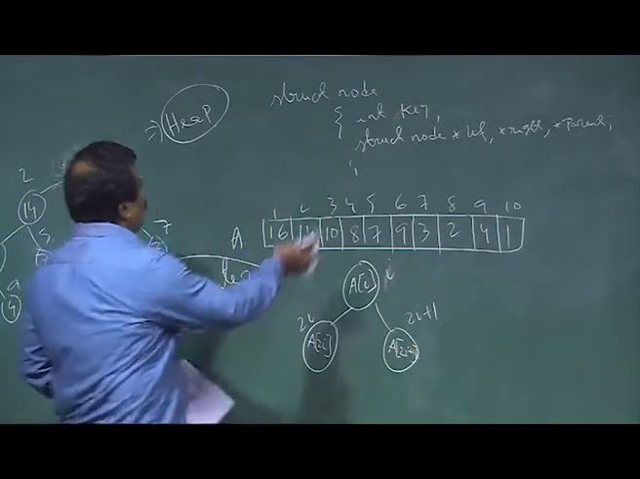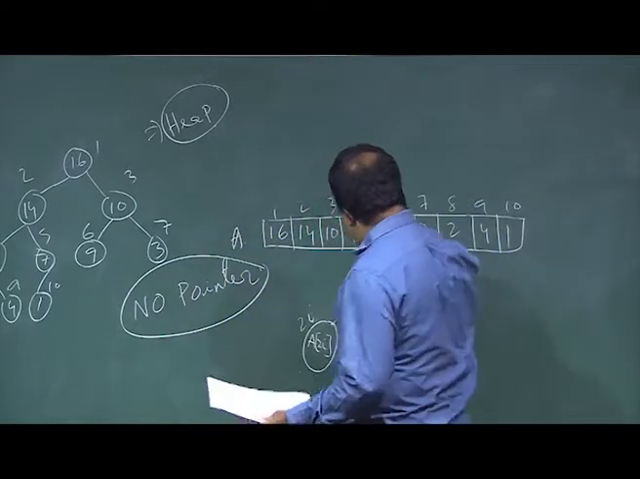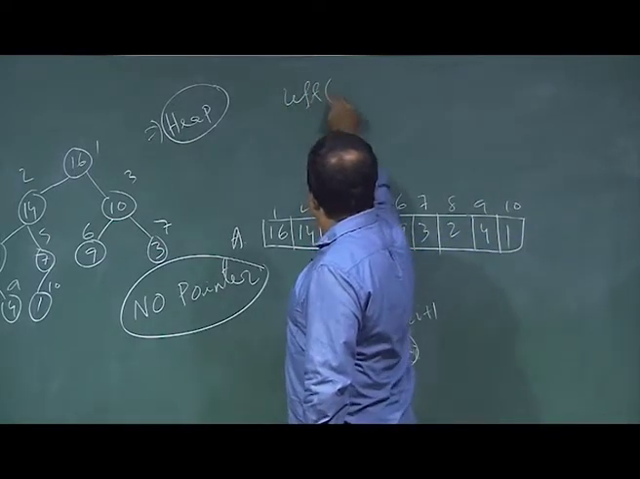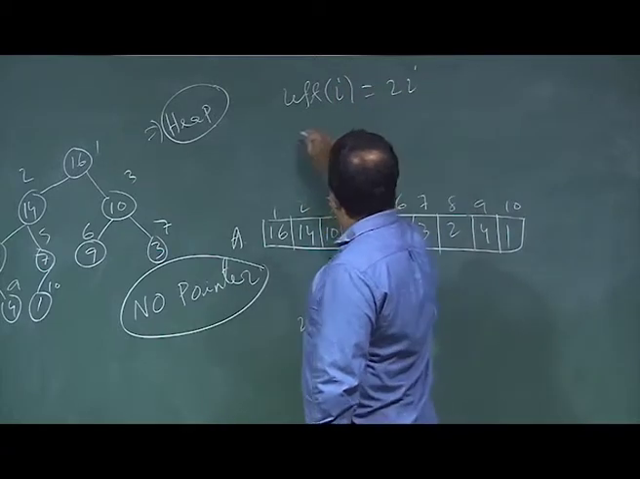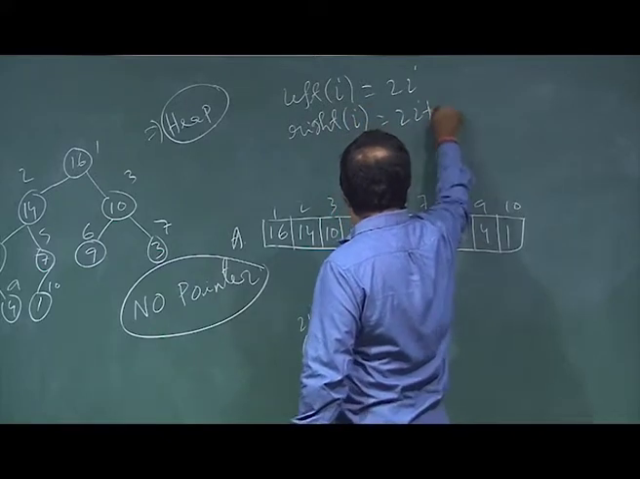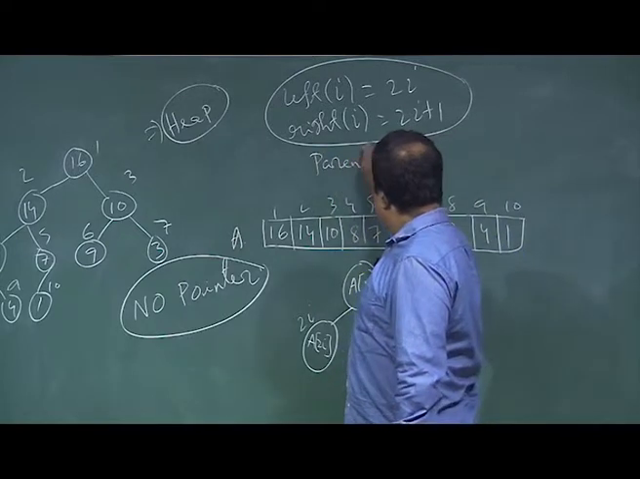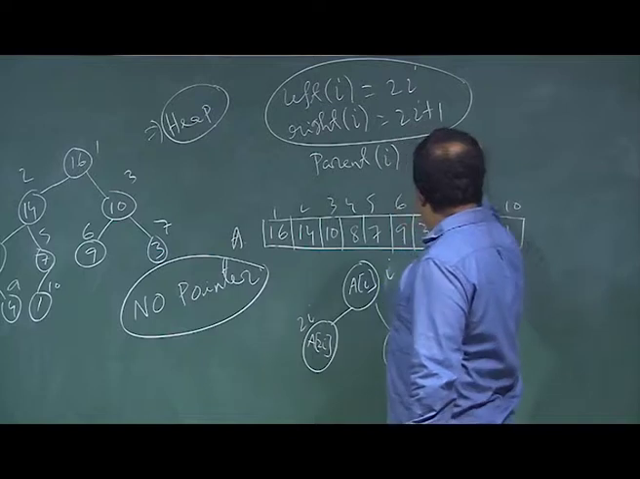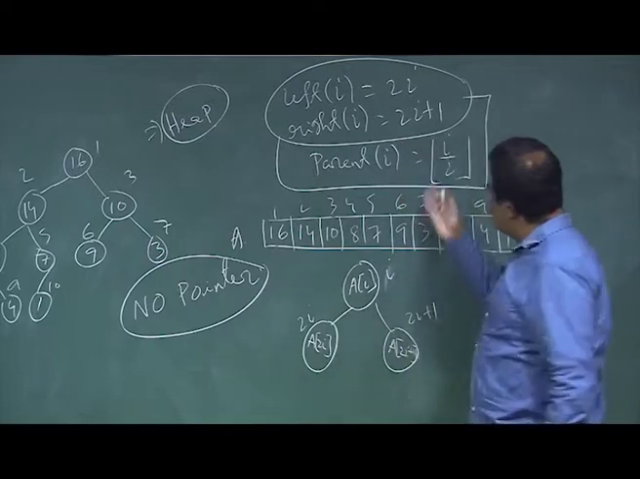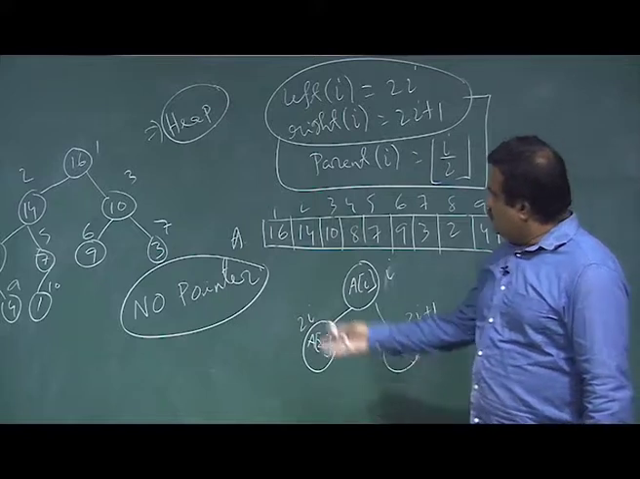So this is the formula we use for visualizing the tree. No pointer is required, so we know where the children are. Basically, the left of I is 2I and the right of I is 2I plus 1. This formula will give us the tree, and the parent of I is basically I by 2. Okay, so by using this formula we just view this as a tree. This is called a heap.